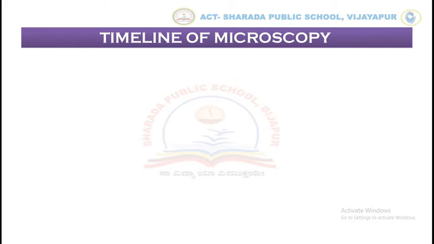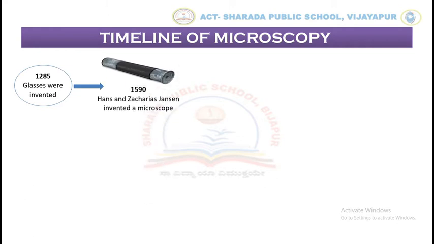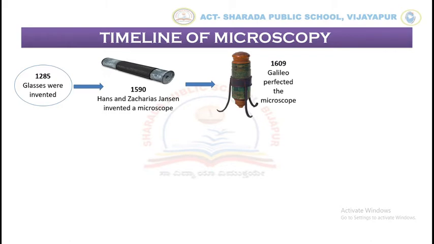Let's begin with the timeline of microscopy. It began in 1285 when the glasses were invented. In 1590, Hans and Zacharias Janssen invented a microscope. Notice how it looks like a cylinder. In 1609, the very famous Galileo Galilei perfected the microscope. In 1625, Giovanni Faber coined the term microscope for the very first time.